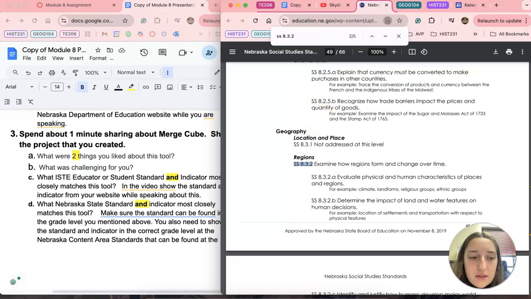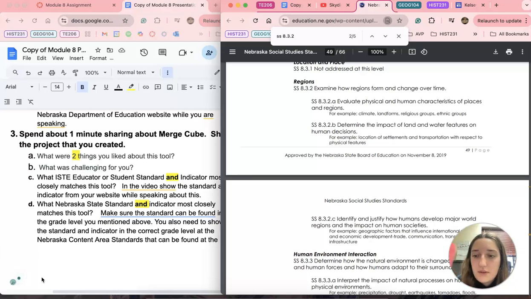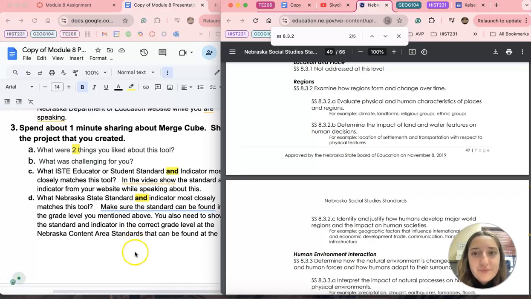Let me go back to this. I really thought I would help myself by writing these down, but it actually made it worse. So I'm not going to do that again. But 832, examine how regions form and change over time. And then I set its indicator B, determine the impact of land and water features on human decisions.